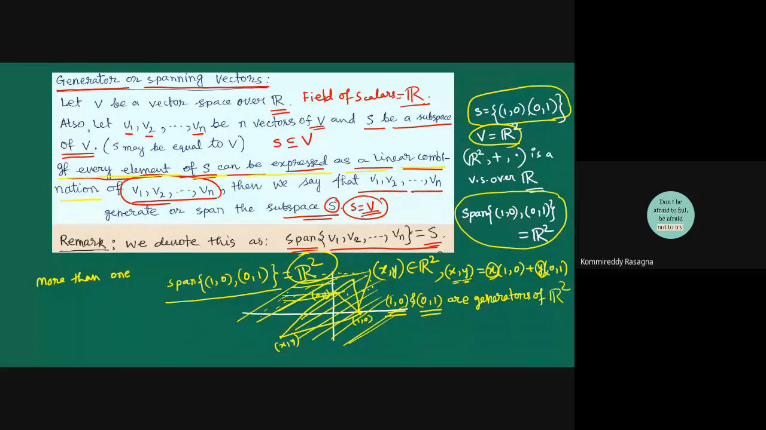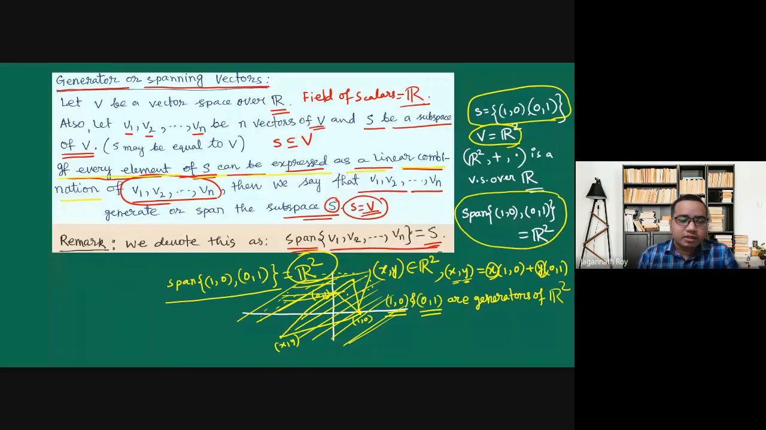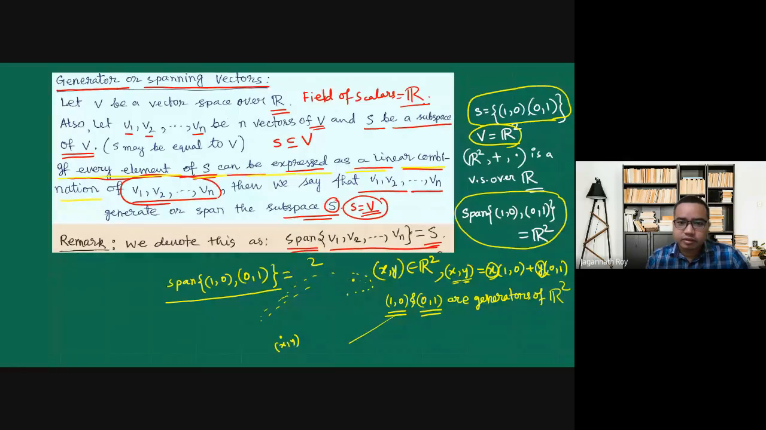Sir, can you explain once again the graphical verification? Okay, yes. So graphically, now think about this. What is a linear combination? Linear combination, if we can write, if we can find, okay, for vector linear combination.